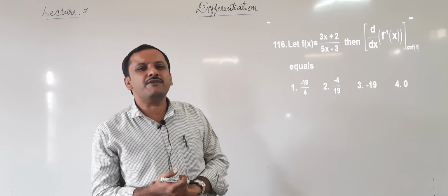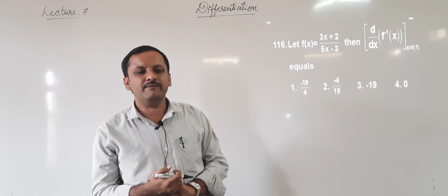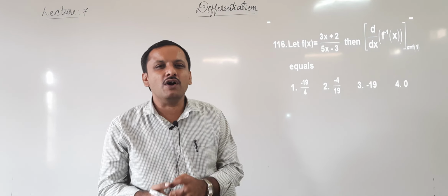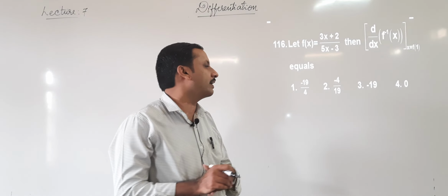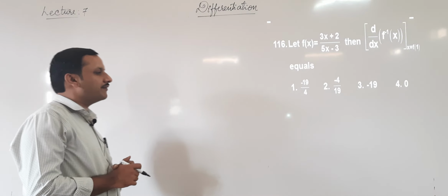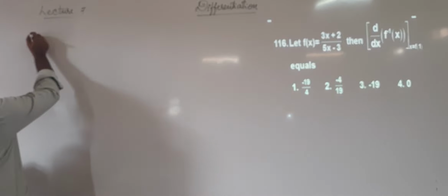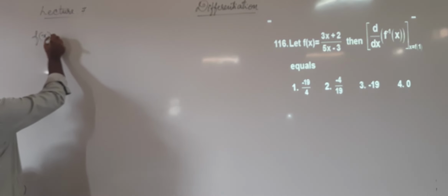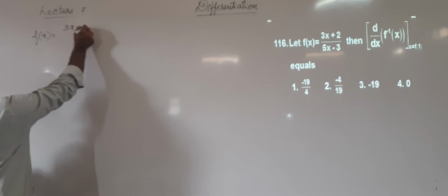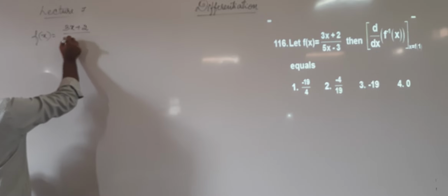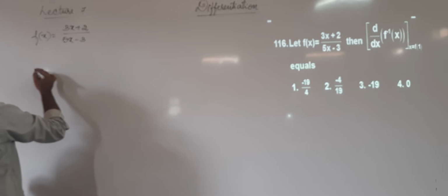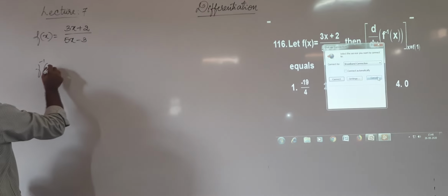D by dx of f inverse of x. Okay, we want the derivative of f inverse of x. First we shall find out f inverse of x. Let us say what is f of x. F of x they have given 3x plus 2 divided by 5x minus 3. So from here I have to find out f inverse of x.